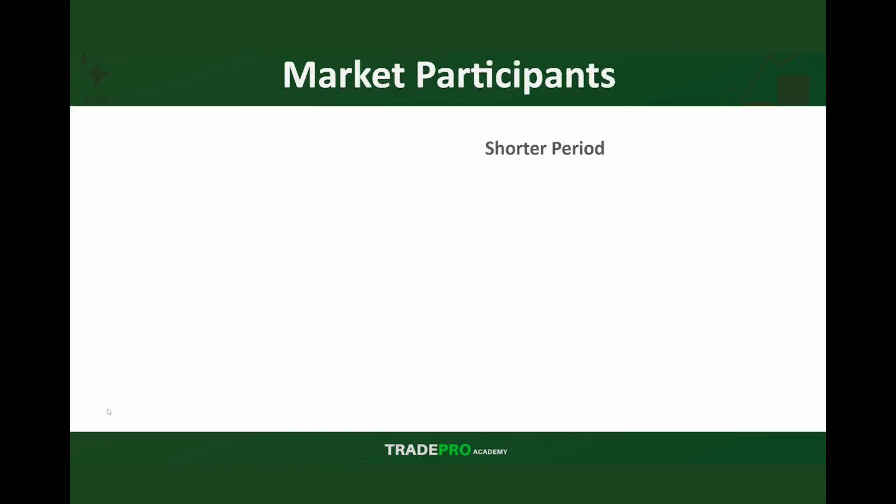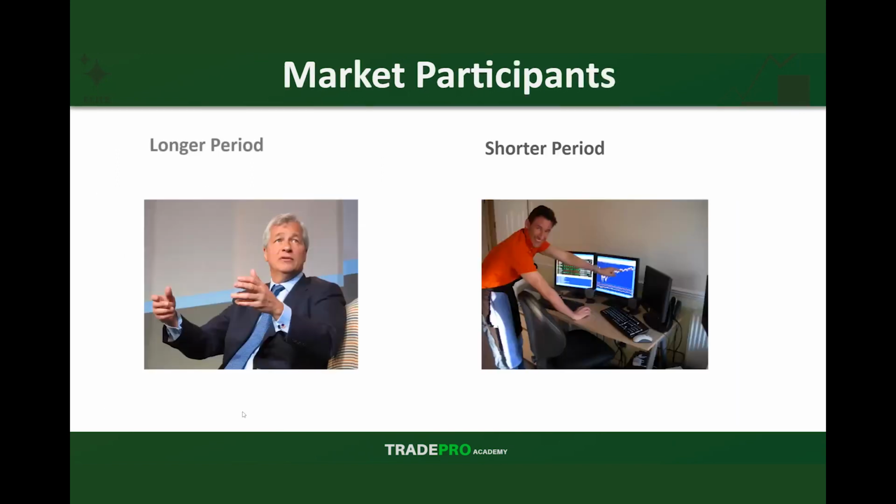In terms of market participants, there are two main market participants that we can look at. Here we have Jamie Dimon on the left, and on the right, we have your regular retail basement trader. The longer period traders are usually institutional accounts, or just very large accounts. They can be pension funds, hedge funds, whatever it is. They could be desk traders. They could be a lot of different things. The premise is they have massive accounts.